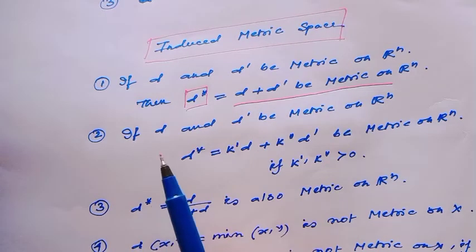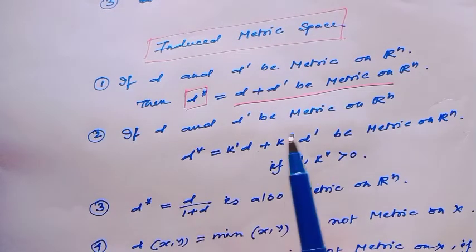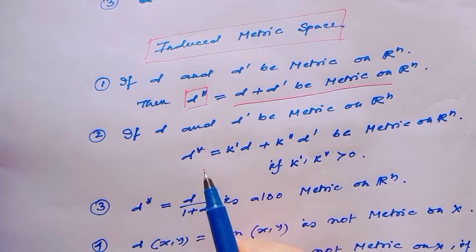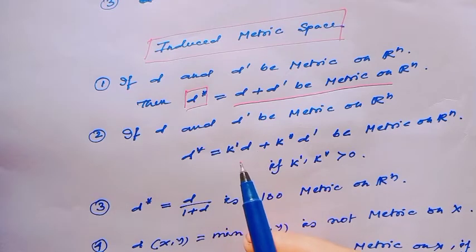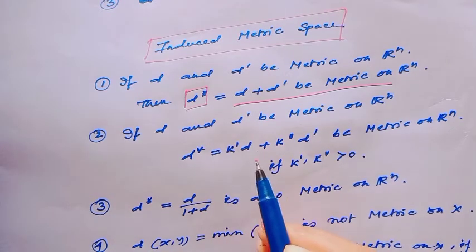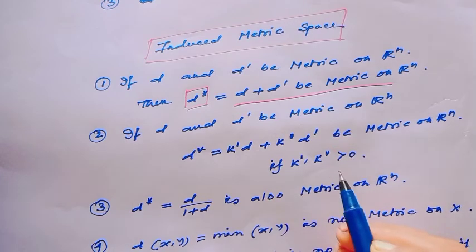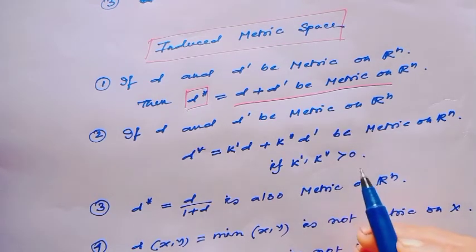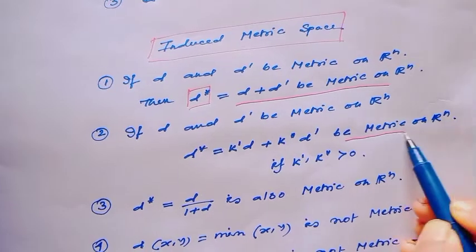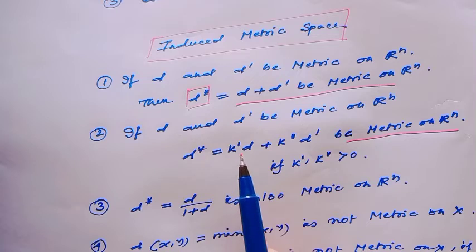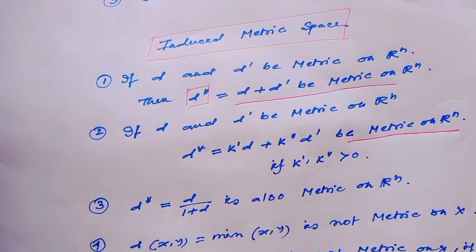And the construction is of this type: if D and D dash are metrics on Rn, then construct an induced metric D star double star equal to K dash D plus K double dash D dash, where K dash and K double dash are any positive numbers. This is also a metric on Rn. I have just multiplied each metric by a scalar and then added them. This is also a metric on Rn.